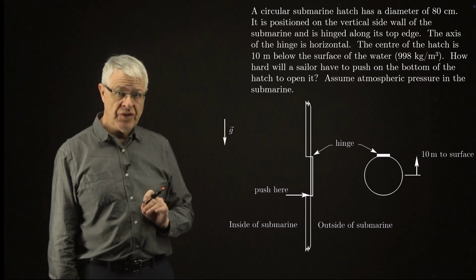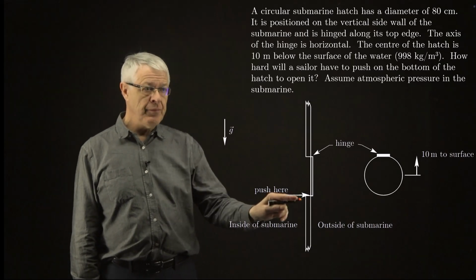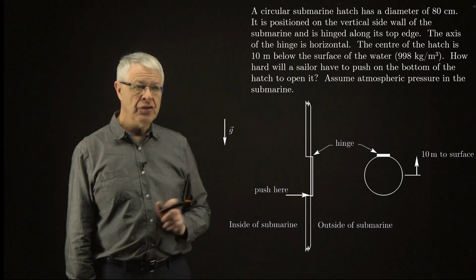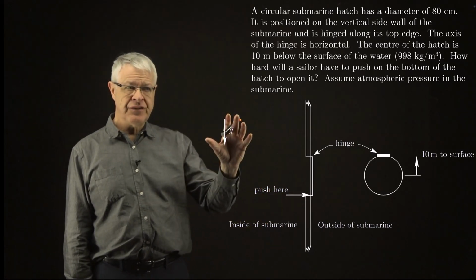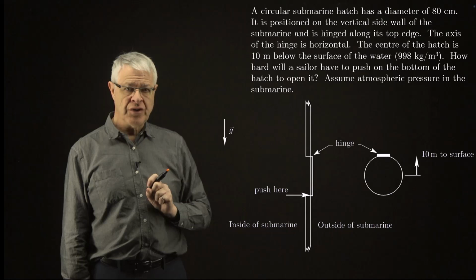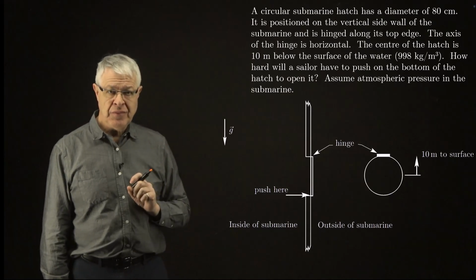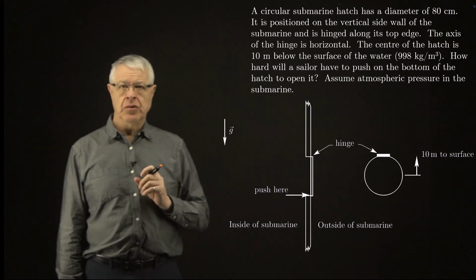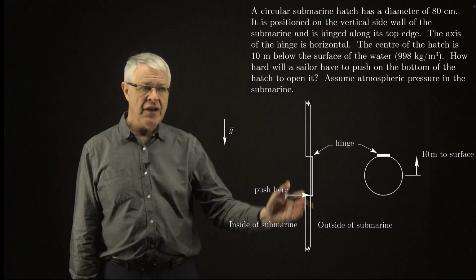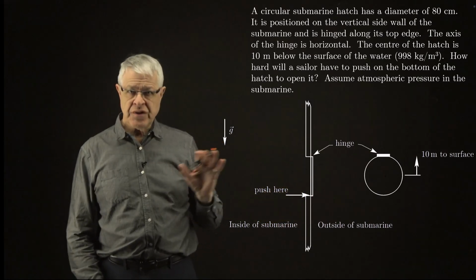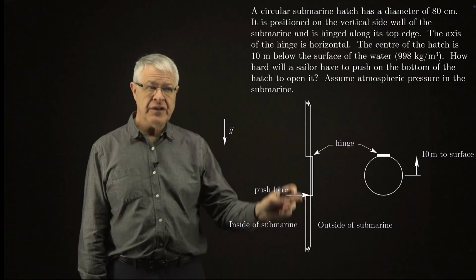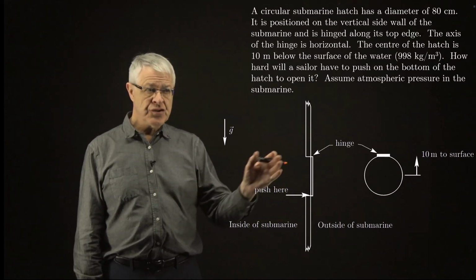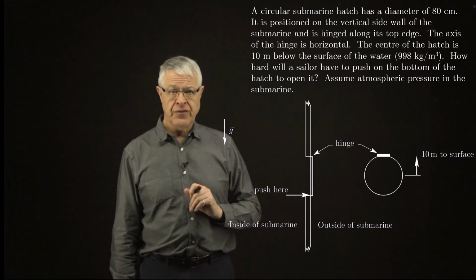How hard will the sailor have to push at the bottom of the hatch down here in order to open it? And we're assuming that the pressure on the inside of the submarine here is atmospheric pressure. So to begin a problem like this, we need to realize that we're looking at the static equilibrium of this hatch. So before we start any fluids calculations, we want to look at a free body diagram of the hatch itself. So that's what we're going to do, is we're going to draw a free body diagram.